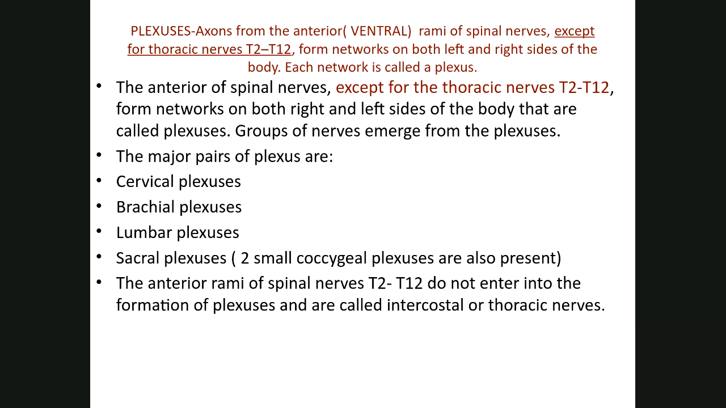So the term plexus means areas of our spinal nerves that form networks on both the right and left side of the body. We have plexuses all along the vertebral column. The four major plexuses include the cervical plexus, the brachial plexus, the lumbar plexus, and the sacral plexus, which includes the coccyx. But note that there is no thoracic plexus. These plexuses emerge from groupings of spinal nerves on both the right and left side, and they supply different regions of the body.